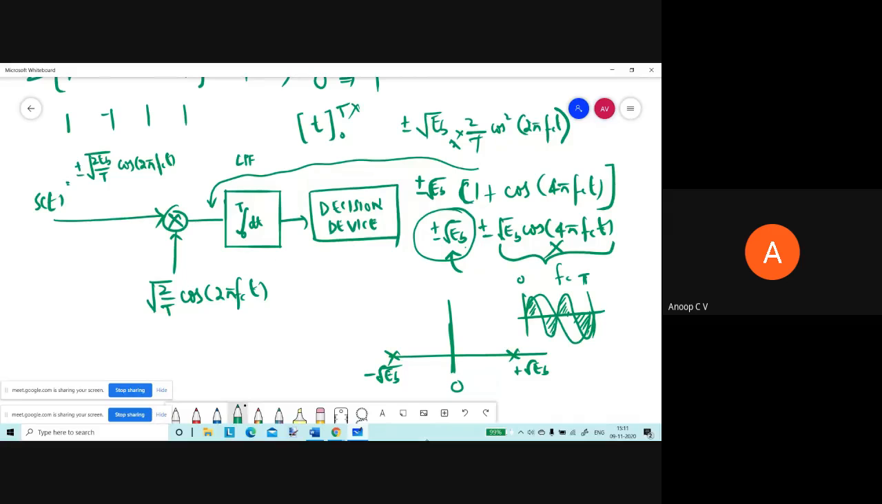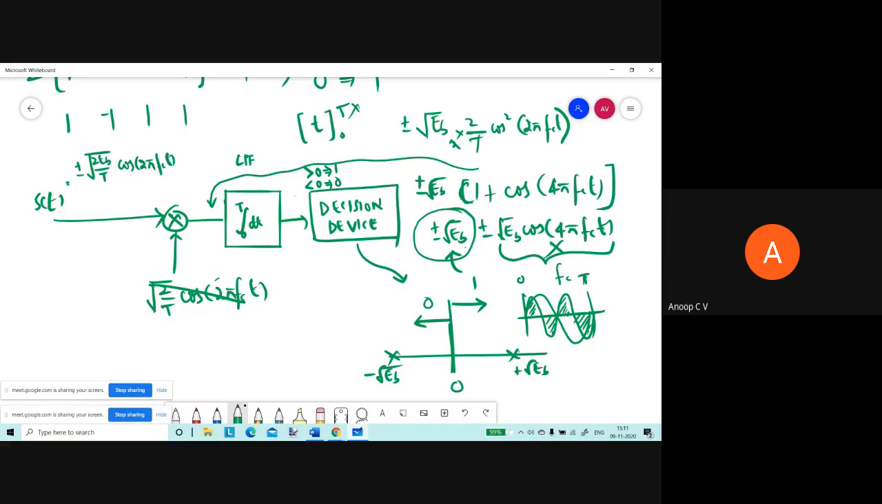If the received signal point lies towards the right of 0, I can assume a 1 was transmitted. If it lies towards the left of 0, I can assume a 0 was transmitted. This is what this decision device does. If it is greater than 0, it will assume bit 1 was transmitted. If it is less than 0, it will assume a bit 0 was transmitted. So this is what we have to do. But this is the case of a coherent detection.